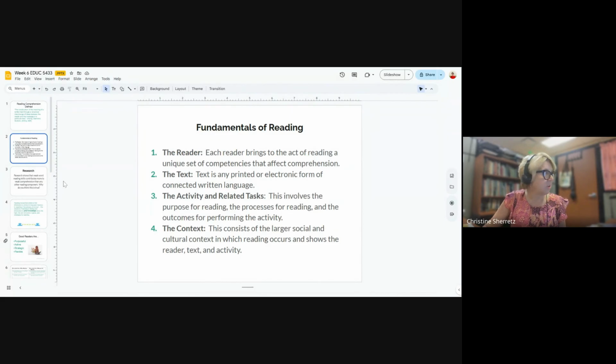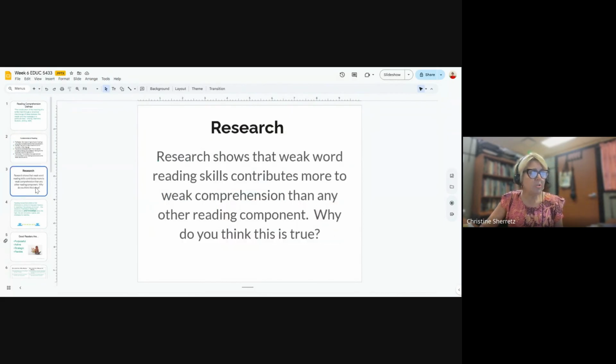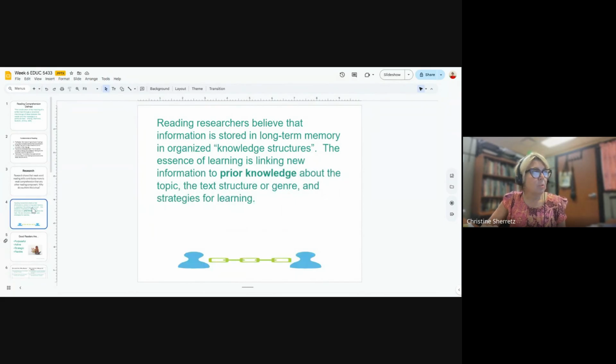Research shows that weak word skills contribute to weak comprehension. So why do you think so? At the beginning of this class, we talked about those foundational skills, and students have to have those foundational skills in order to comprehend. It's so important. Reading researchers believe that information is stored in long-term structures, prior knowledge. So prior knowledge is a big part of comprehension.